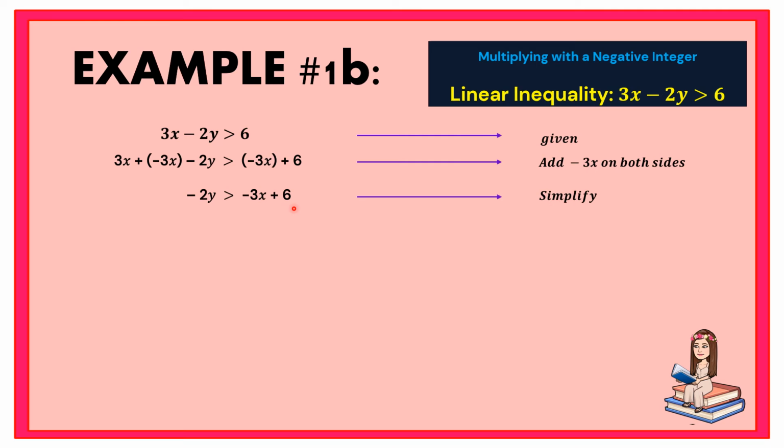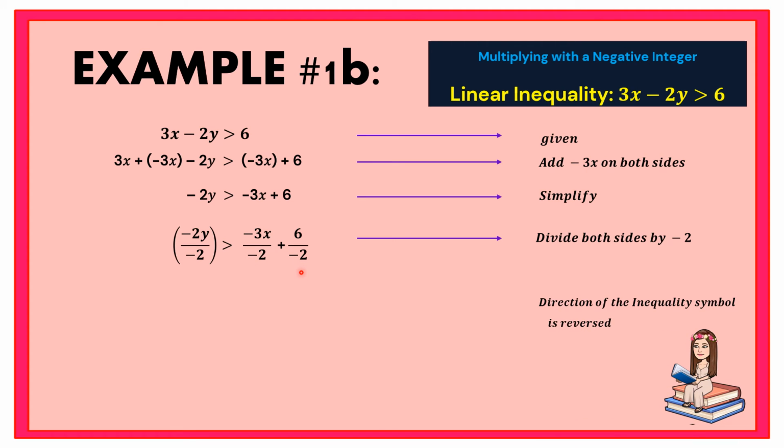Ipapakita ko sa inyo na pwede rin namang division ang gagamitin natin. So, we will divide both sides by negative 2. Bakit negative 2? Kasi negative 2 po yung coefficient ng y. So, if we divide both sides by negative 2, magkakaroon ito ng negative 2, ito rin by negative 2, ito rin by negative 2. Then, if we simplify, it will be like this. So, y, and then positive na kasi dalawang negative, 3x over 2, and then negative 3, kaya naging minus 3.